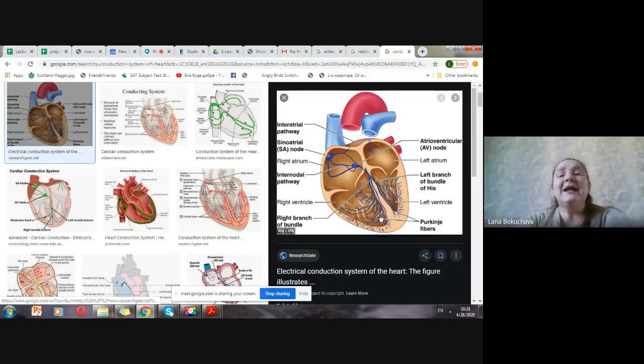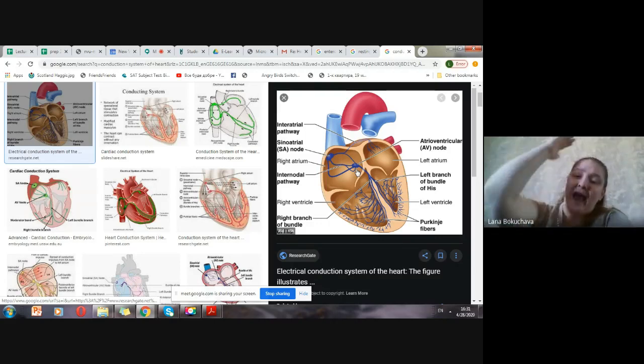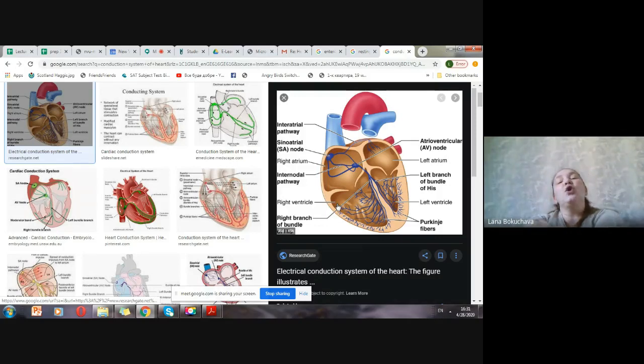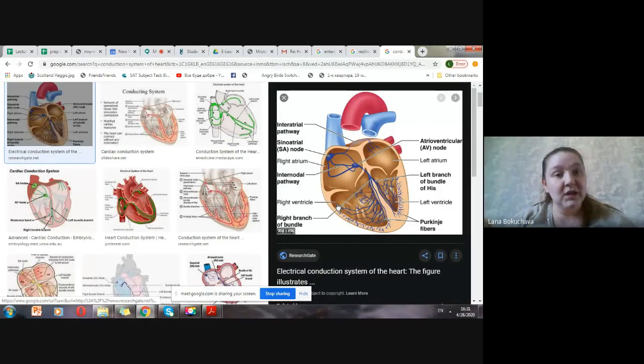So as soon as the delay is finished, the impulse passes through all of the parts. Here you can see the very strong contraction of the ventricles, when the atria are already at rest, relaxing, and the blood from the ventricles is going towards the large arteries. That's the whole idea of the cardiac cycle.